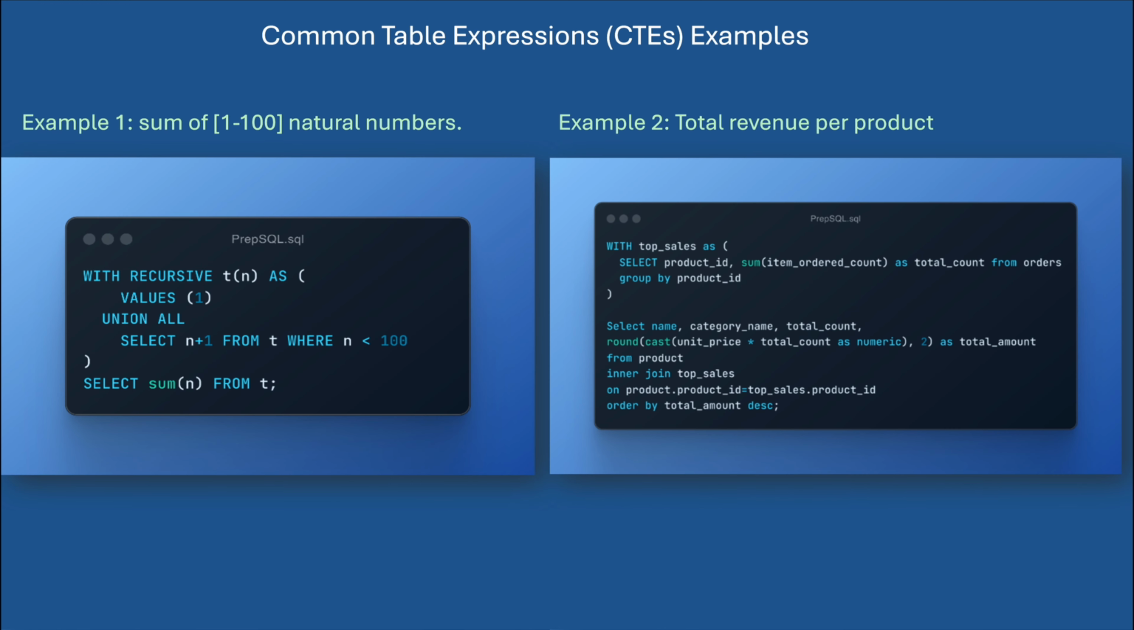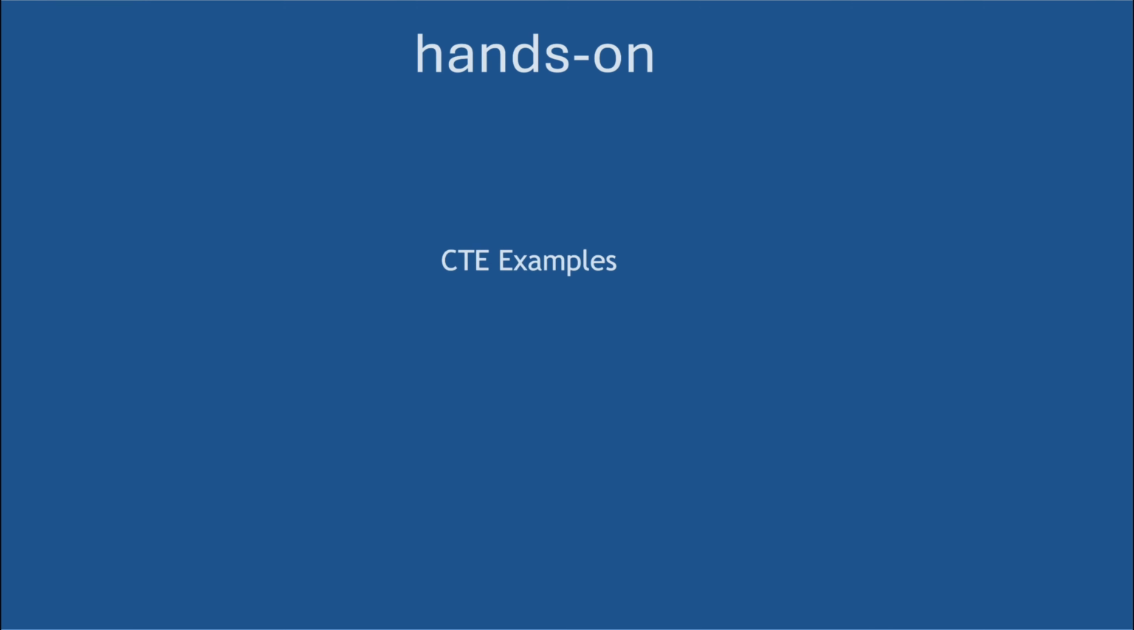Okay, let's look at another example to get the total revenue of the product. We have top sales as our common table expression, where we get all the products along with the number of items sold for each product, using a group by statement. With this CTE expression, we can use an inner join with a product table to calculate the total revenue per product. Let's move ahead and see the hands-on.